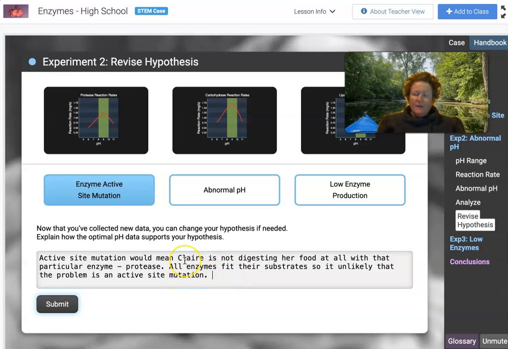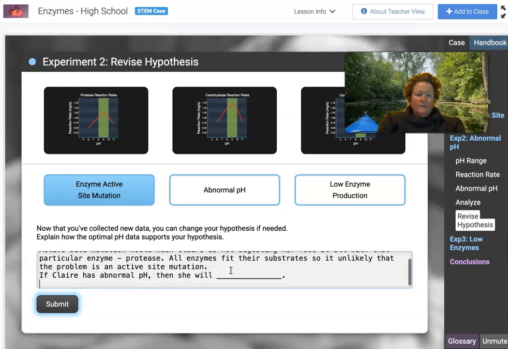This is not a very good hypothesis. Don't use this one. And we should have rewritten it for our pH 9. So we could have said, if Claire has abnormal pH, then she will, and filled that in.